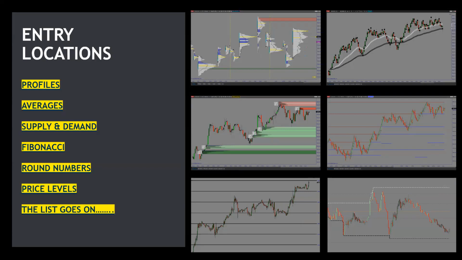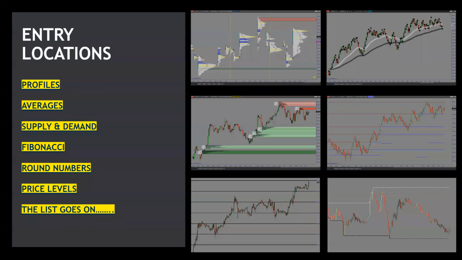Some of you might look at trading profiles. Some of you are going to look at trading averages, supply and demand levels, Fibonacci, round numbers, pivots. The list goes on. I can give you 100 different indicators, and everybody uses an indicator for the same reason, to help make their decision more objective. Well, that's because they're trying to reduce the fear. They're trying to find an edge that will give them a better probability of success.